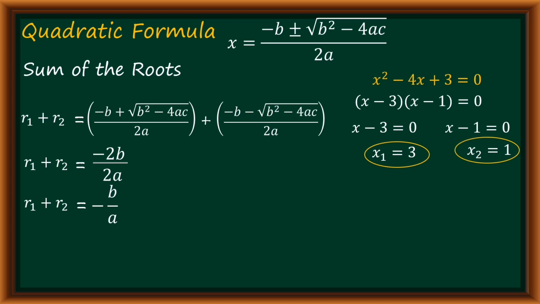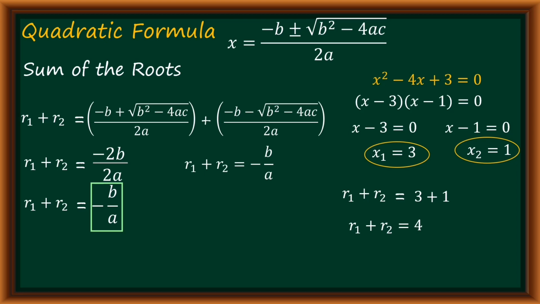Solving for the roots of this equation, we have r sub 1 plus r sub 2 is equal to 3 plus 1. So the sum is equal to 4. In this process, we first solve the roots in order to find the sum, so it is more tasking compared to using the formula r sub 1 plus r sub 2 is equal to negative b over a. We will just use the coefficients b and a.